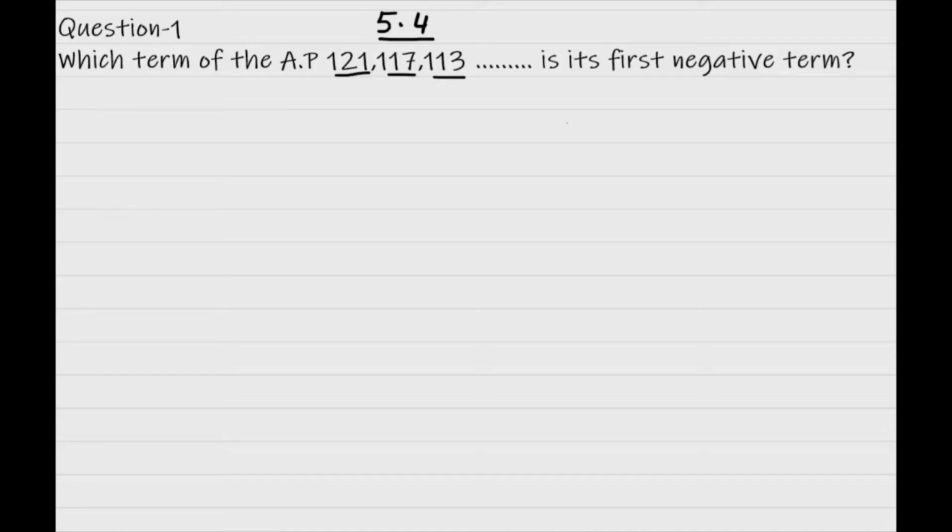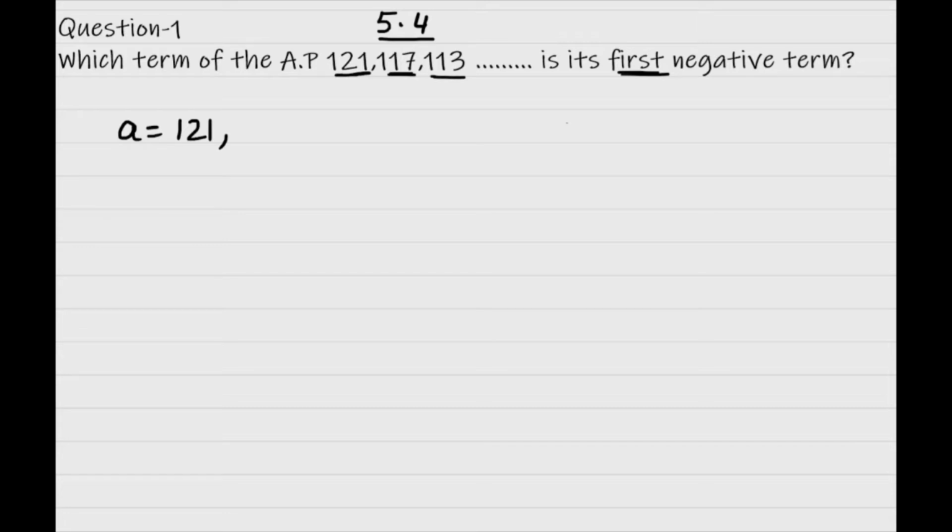Now look here, children. First term of the AP is 121. So A is equal to 121. Second term is 117. Third term is 113. And this way this AP is moving forward, and you have to find the first negative term and tell which term is your first negative term. So this is the question.